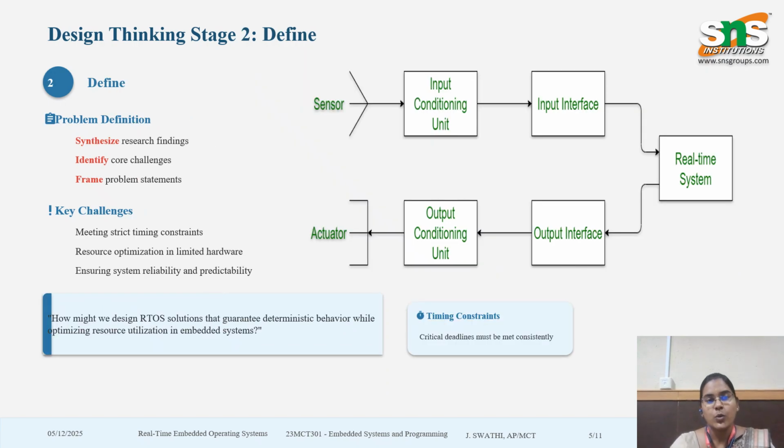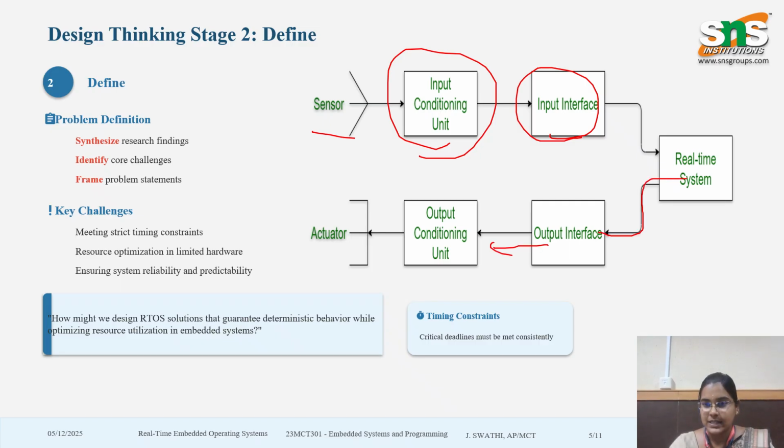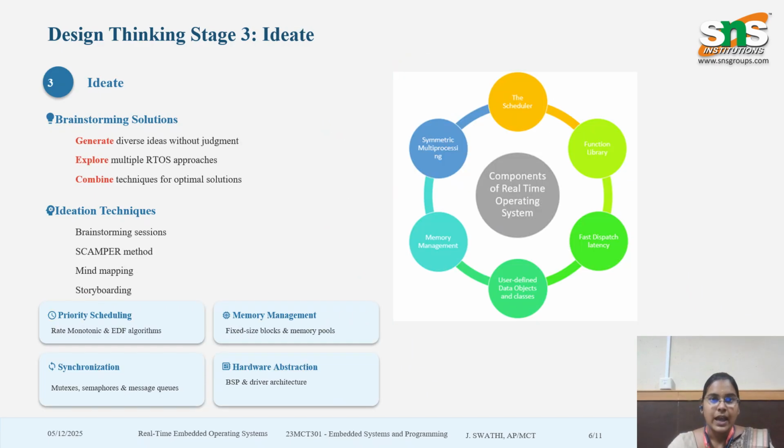Next is how we define the RTOS. We get the data from the sensors, with input conditioning and the input interface, and we give it to the real-time system. From the real-time system we get data for signal conditioning, and depending upon the signal condition we give the output to the actuators to perform. So we know the process of the real-time system, right? Depending upon that, we can choose the components and go for the application work.